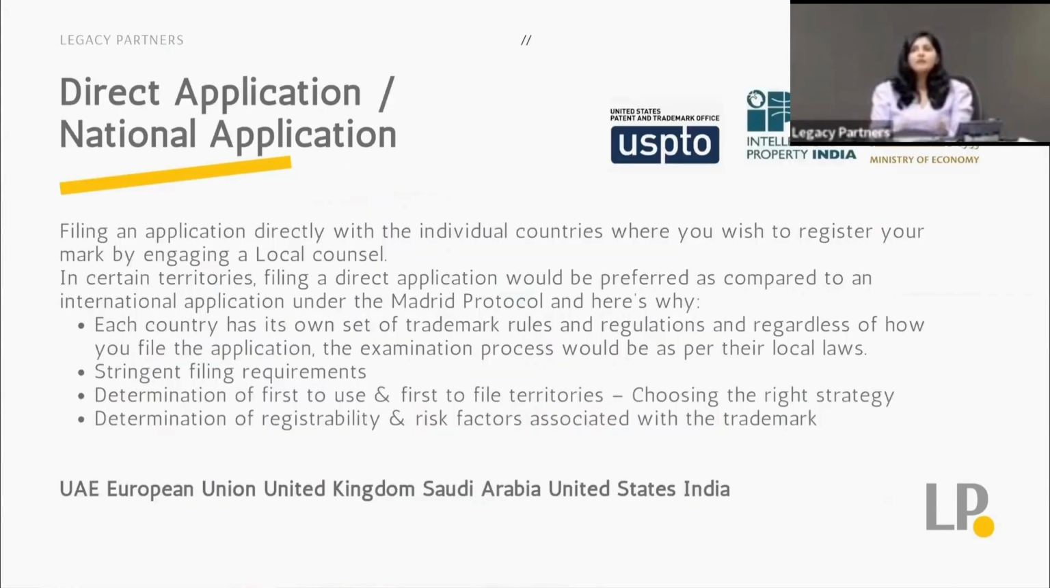Okay, now let's discuss direct application. Direct application is very straightforward. You engage a local counsel and file an individual application in the particular country that you want to designate. For example, you want to protect your trademark in the UAE, the EUIPO, the European Union, or the United Kingdom. You identify a counsel there, or find a counsel who has contacts with the counsel there, and you file the application over there.